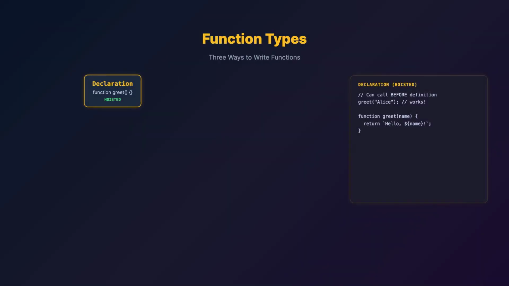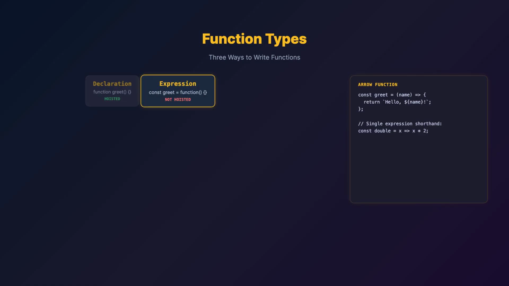A function declaration starts with the function keyword, then a name, then parentheses. Function greet parentheses curly braces. That's the simplest function. Declarations are hoisted. You can call greet before the line where you define it. JavaScript moves the entire function to the top during compilation.